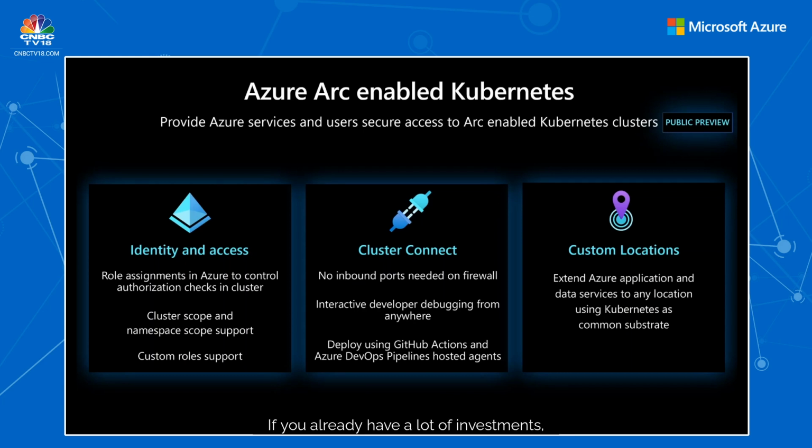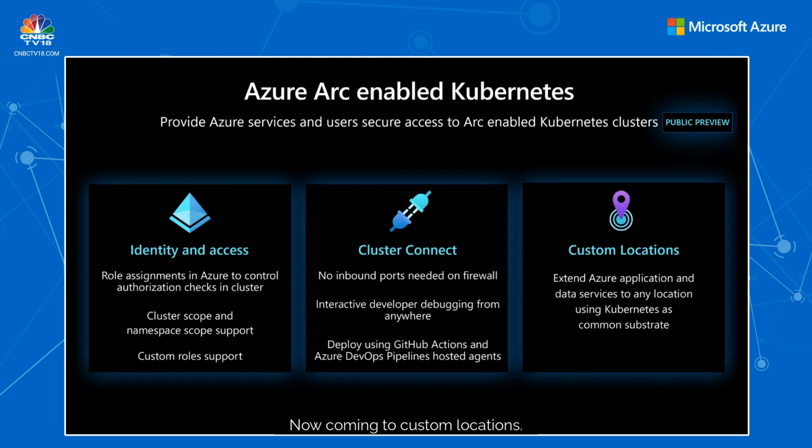If you already have a lot of investments in terms of paid pipeline concurrency for Azure Pipelines or GitHub Actions or any other hosted CI/CD provider, you can now reuse the same to deploy against even on-prem clusters without requiring self-hosted agents on premises.